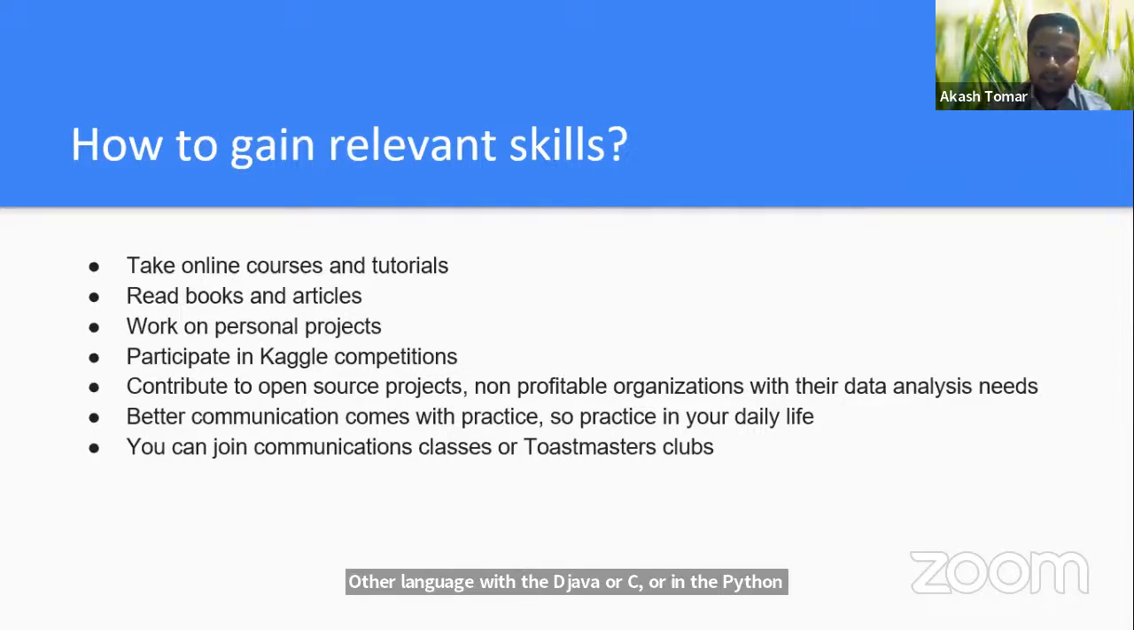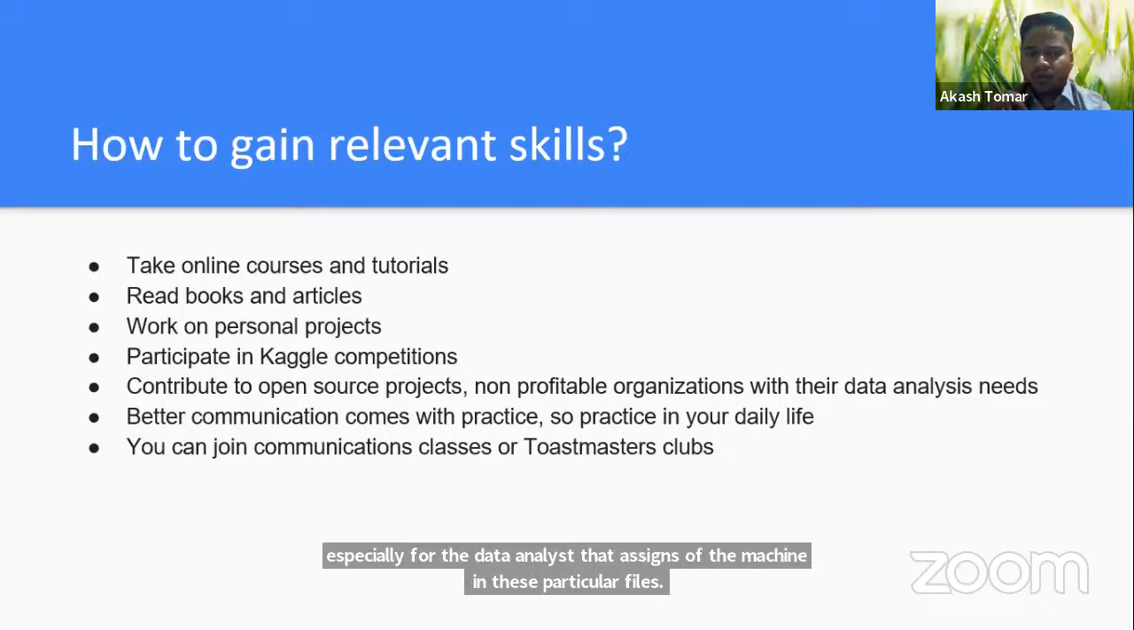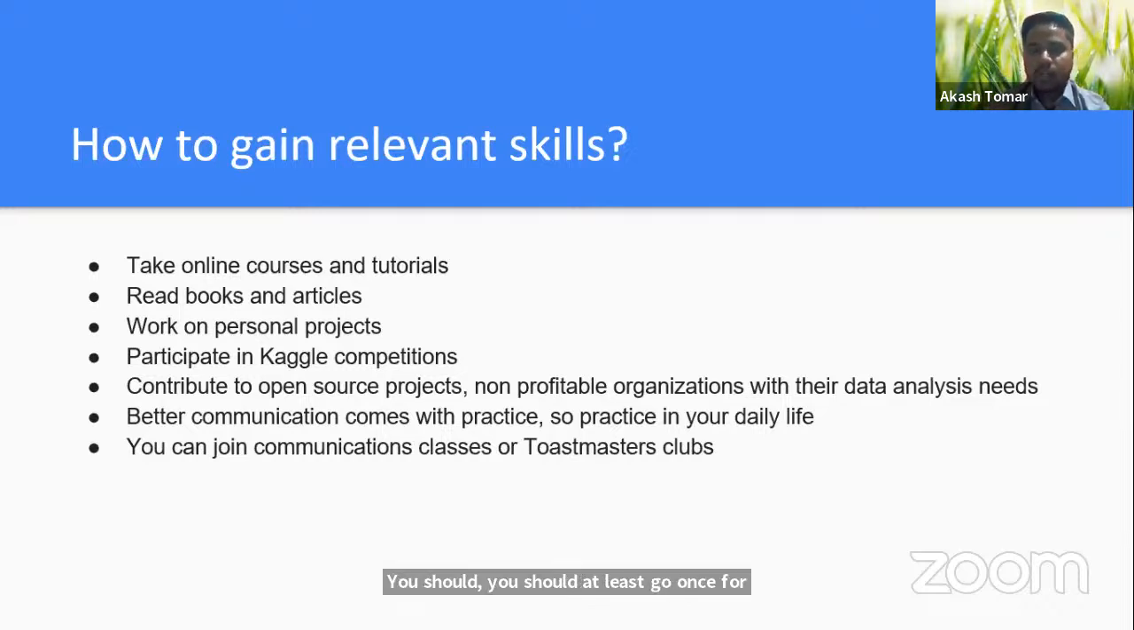The other best thing, especially for data analyst, data science, or machine learning profiles, is that you should at least go once to Kaggle.com. It provides online Kaggle competitions. Some are time based, and some are non-time based. Like they have posted a particular competition that has been going on for the past 2 or 3 years, and that is also available on Kaggle.